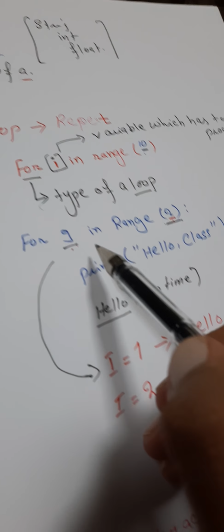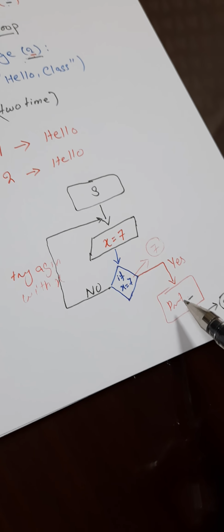Same as above. So this is the syntax of a loop. This is a diagrammatic loop. So this is how loops work in any kind of programming.